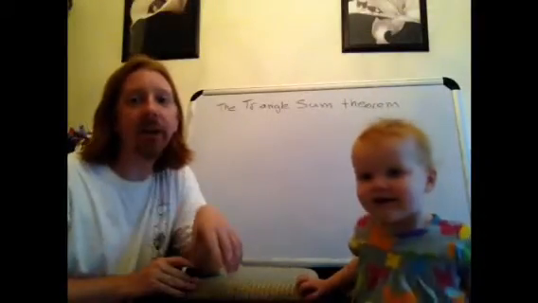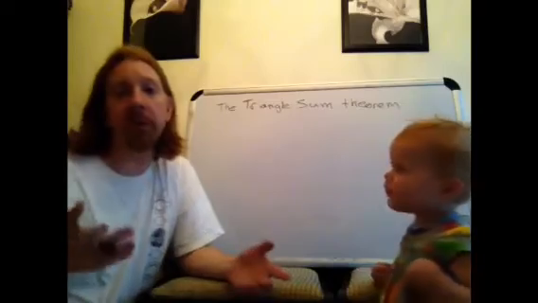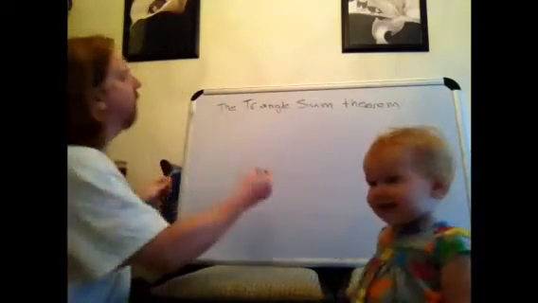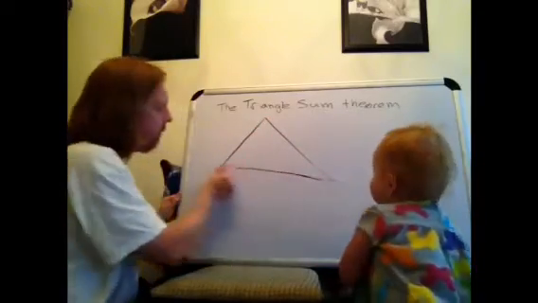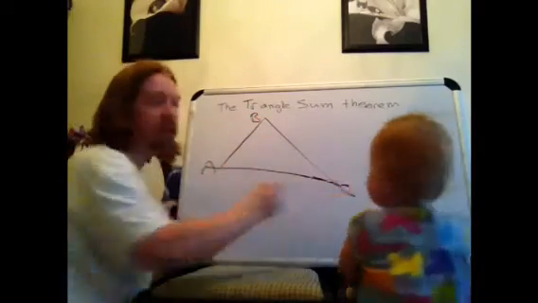Alright, so what we're going to look at is what's called the triangle sum theorem. And this is what we worked on with the exploration today. So what we're going to do is draw a triangle. So there's our triangle, triangle ABC.